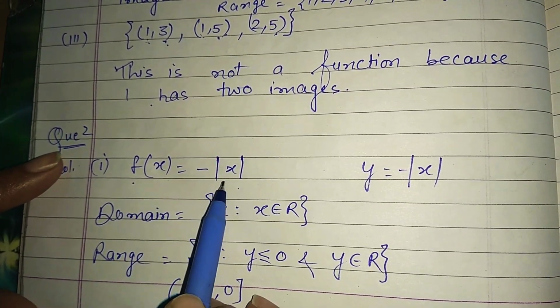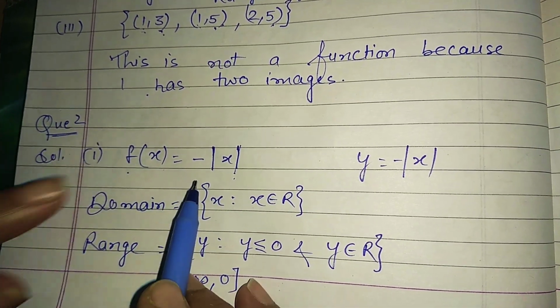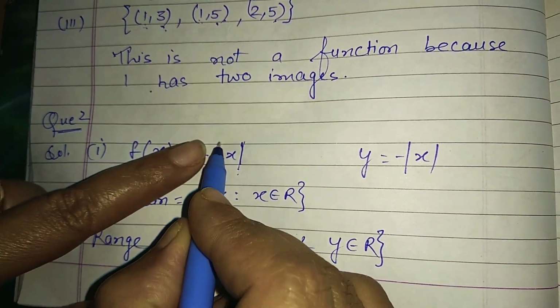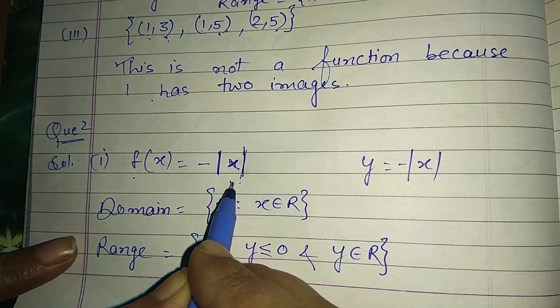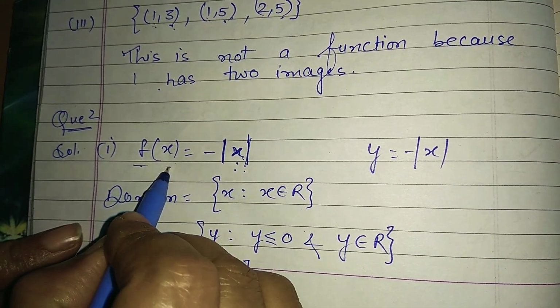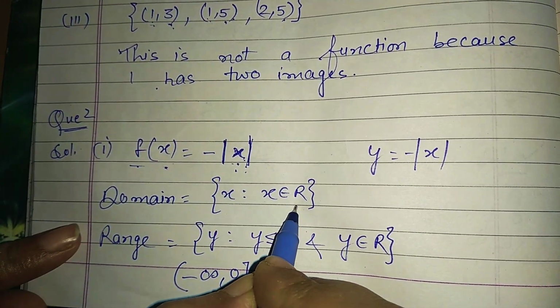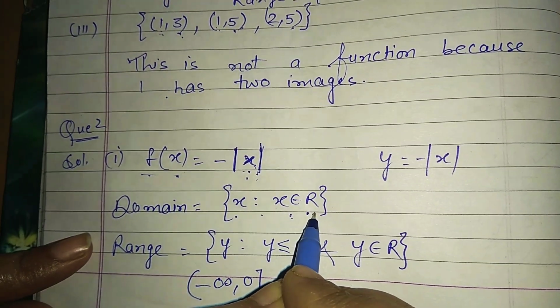f(x) is equal to minus modulus of x. So we have to find the domain. What is the domain? Firstly look at this, modulus of x. x can be all real numbers, because if you put any real number, the answer will be real. So what is the domain? All real numbers. So the domain is x such that x belongs to R.